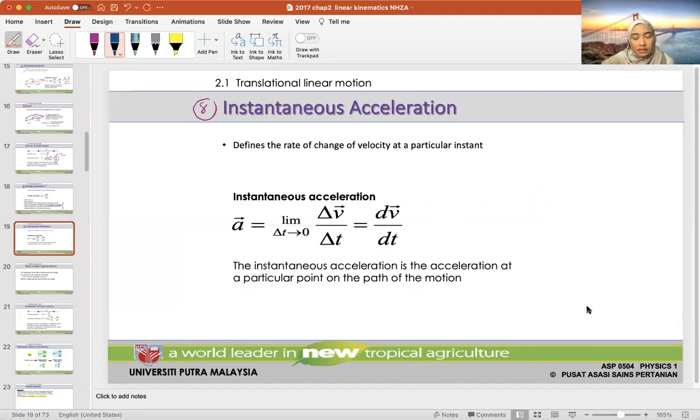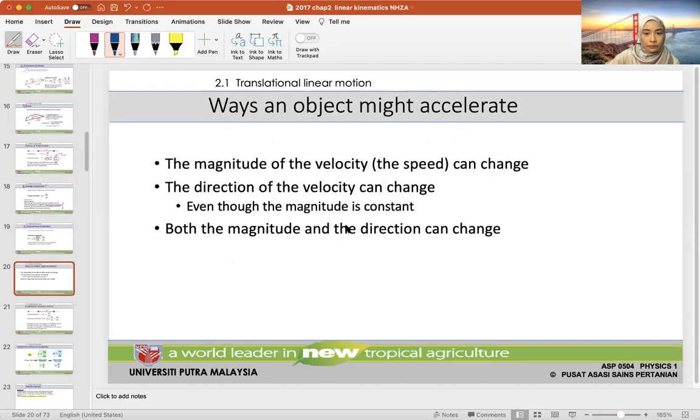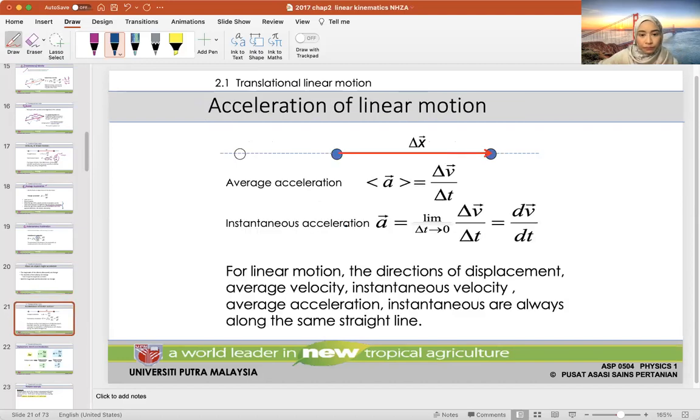And then instantaneous acceleration happens over a shorter duration of time. Let's take instantaneous velocity, the velocity that happens over a very short duration of time. So that is the instantaneous acceleration over time. Okay, so ways an object might accelerate: the magnitude of the velocity can change, or the direction can change. Never mind this one.